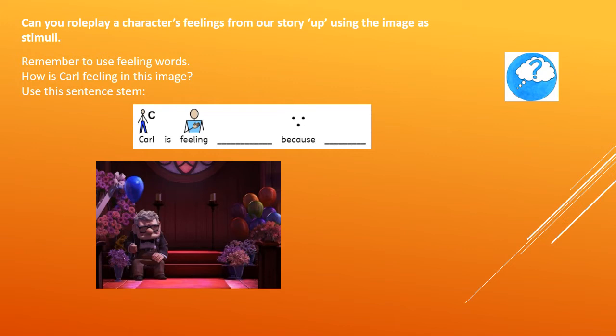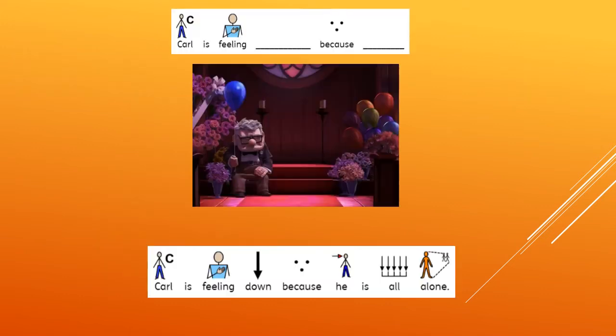Well, let's look at his facial expressions. How do you think he's feeling? He could be feeling sad. I wonder whether we could up-level that word choice to maybe upset. Let's have an example. Carl is feeling down because he is all alone. What I have done is I've explained how Carl is feeling, and then I've also explained why I think he's feeling like that.